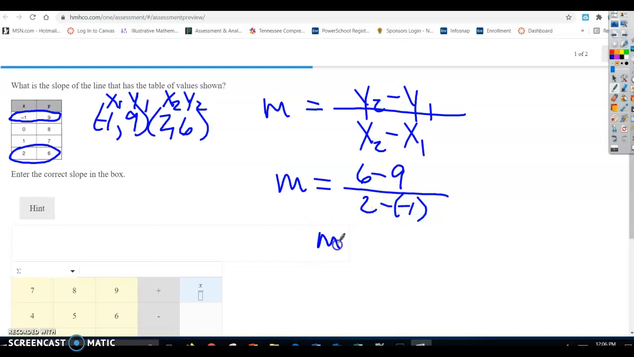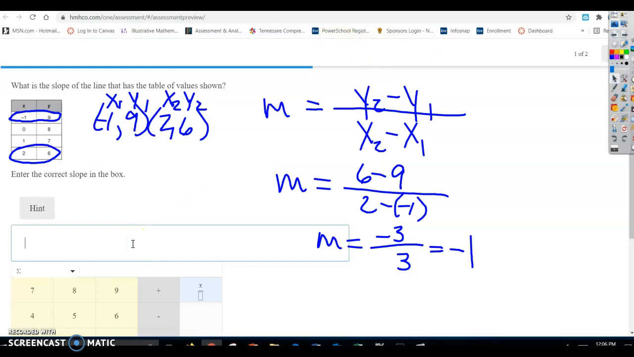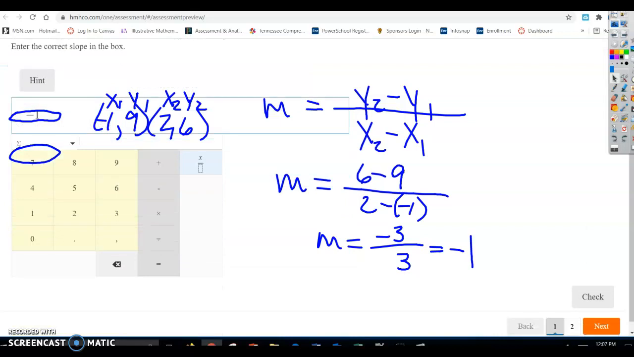All right, so my slope, 6 minus 9 is -3. And then 2 minus a -1 is 2 plus 1. So that's going to be -1. About forgot my negative sign there. All right, a negative divided by positive is a negative. So we can just put that in the box here. All they want is the slope. So we found the slope to be -1.